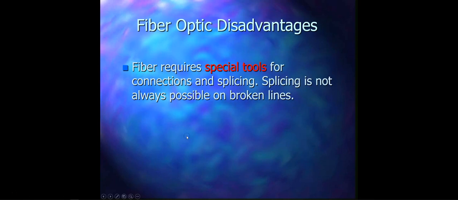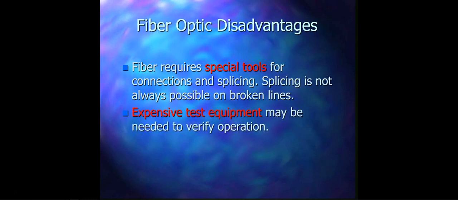Now next is the fiber optic disadvantages. Fiber optics require special tools for connections and splicing. Splicing is not always possible on broken lines. So these fiber optics are sometimes difficult to work with when compared with copper transmission lines, and for these you need special tools.